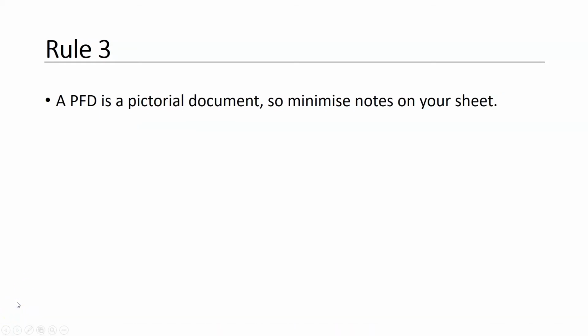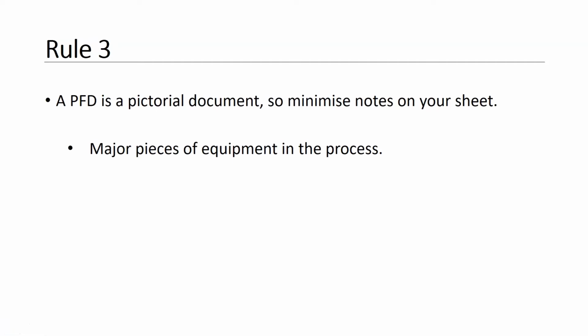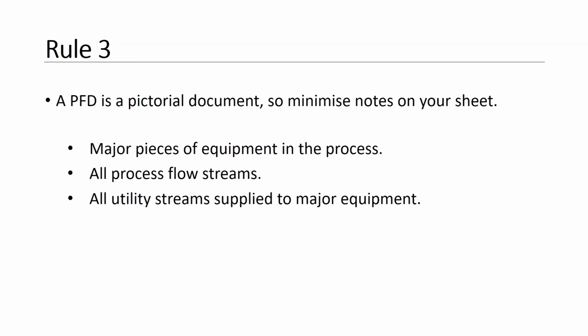Rule number 3. Your PFD is a diagram of your process. It is a pictorial document, so minimize the number of notes or text that you put on your sheet. You should only put the major equipment in the process on your sheet, all the process flow streams, all the utility streams and services, and finally only essential valves, not all the valves or control instruments.